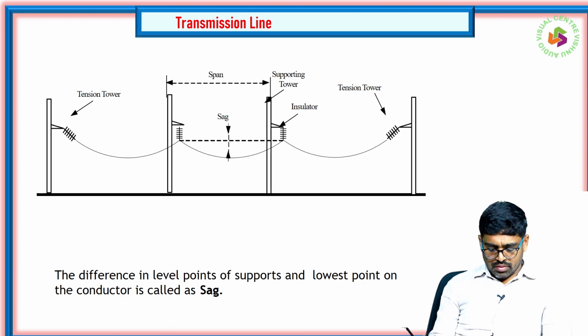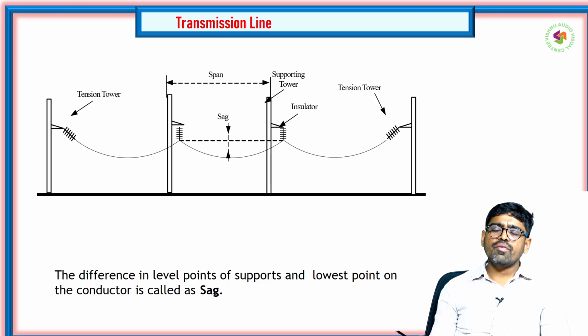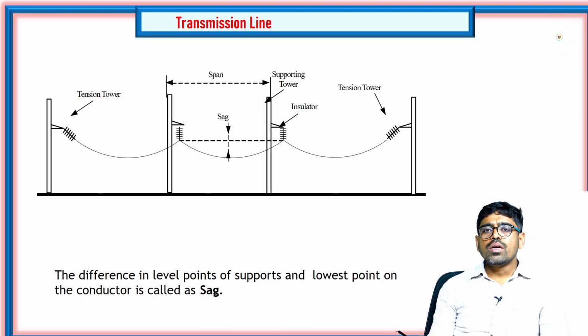In the case of transmission lines, we have seen about the different types of parts, what the elements are, what the tower structures are, what string efficiency is, and what the different types of insulators are. Those we discussed in the last class. Today we will discuss the sag and what is known as the span. And we need to calculate the sag for different conditions.